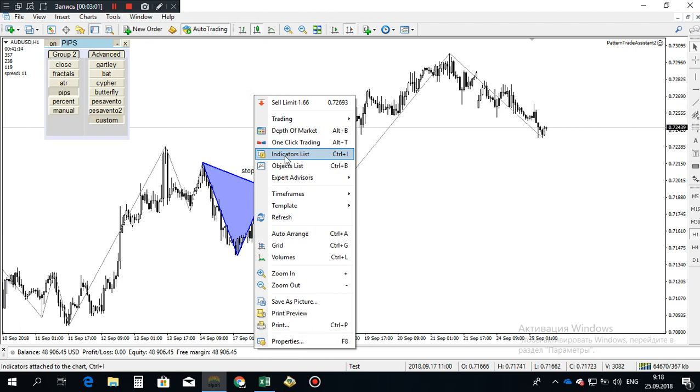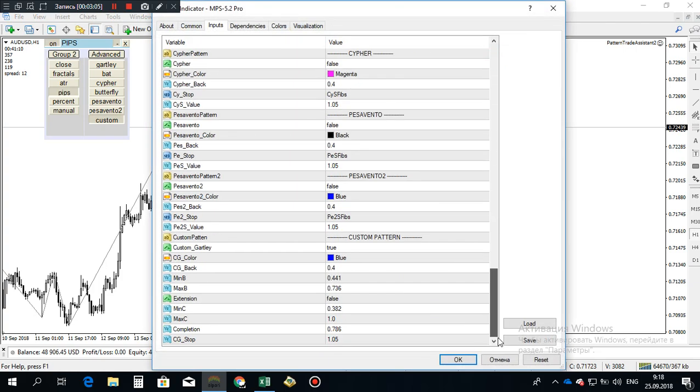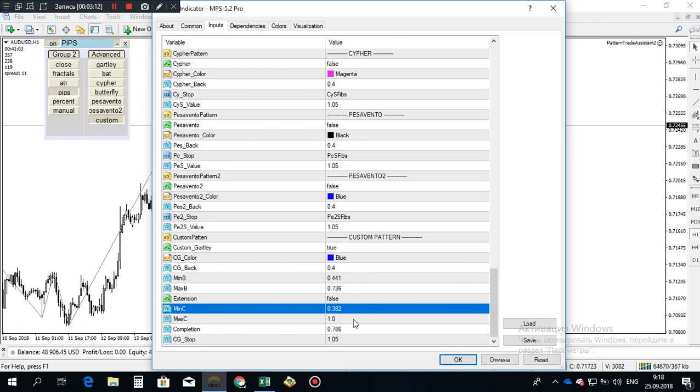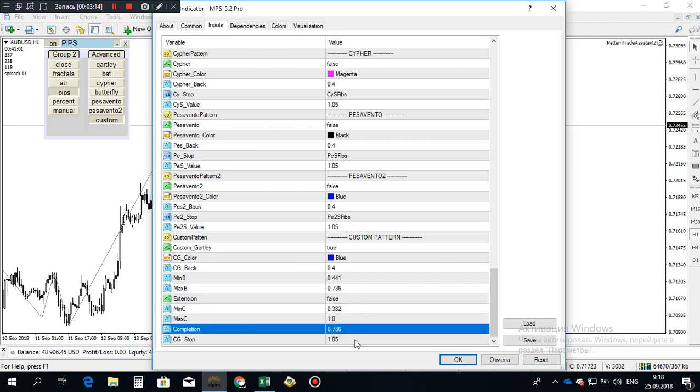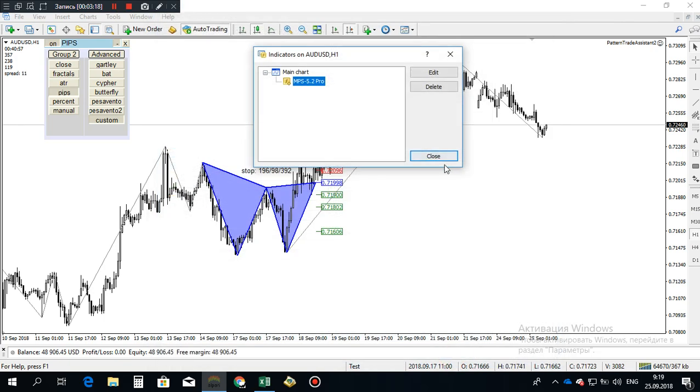If you are interested in the exact settings of this pattern, what are the exact ratios? They are very simple: minimal B point, maximal B point. The C point is standard, completion is 786, and invalidation 105. So this was my pattern.